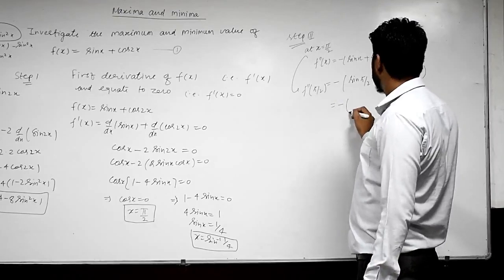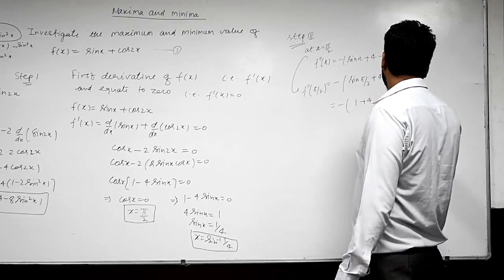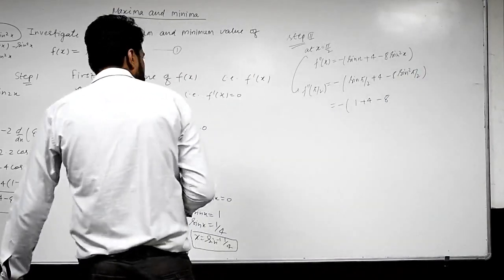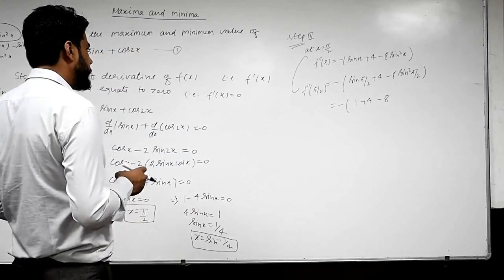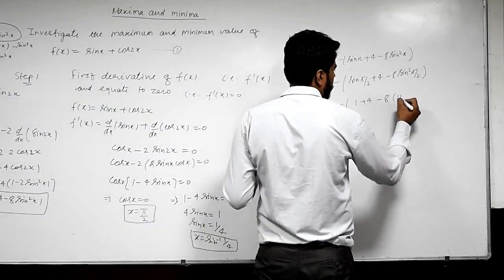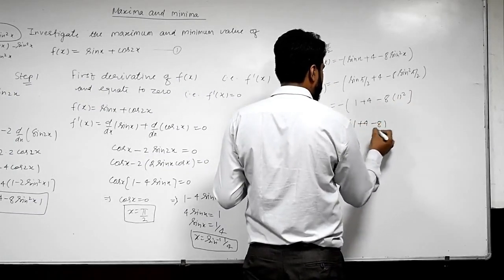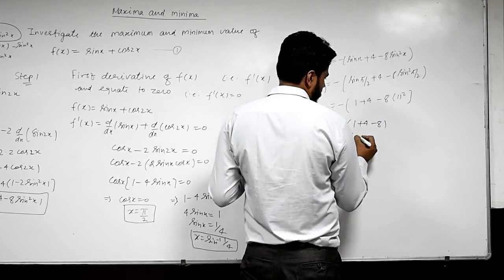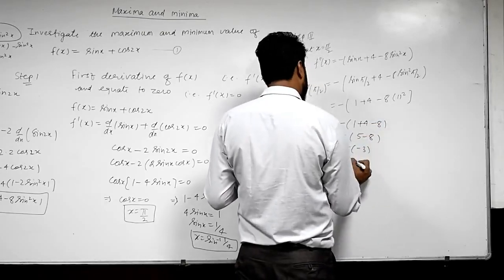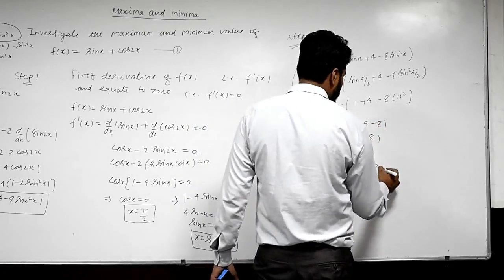This is minus sin pi by 2, which is 1, plus 4 minus 8 sin square pi by 2. What is the value of sin square pi by 2? Sin square pi by 2 will be 1 squared. So this value is minus 1 plus 4 minus 8, which is 3 minus 8, that is minus 5. So f double dash of pi by 2 is negative, and it is greater than 0.